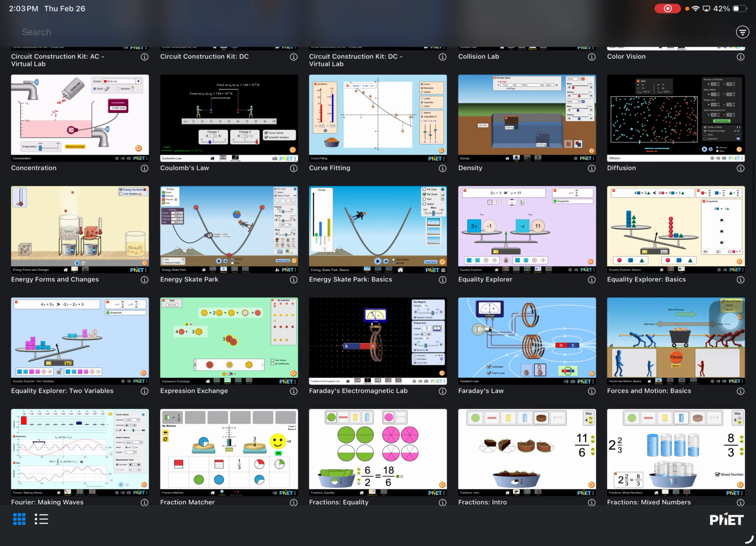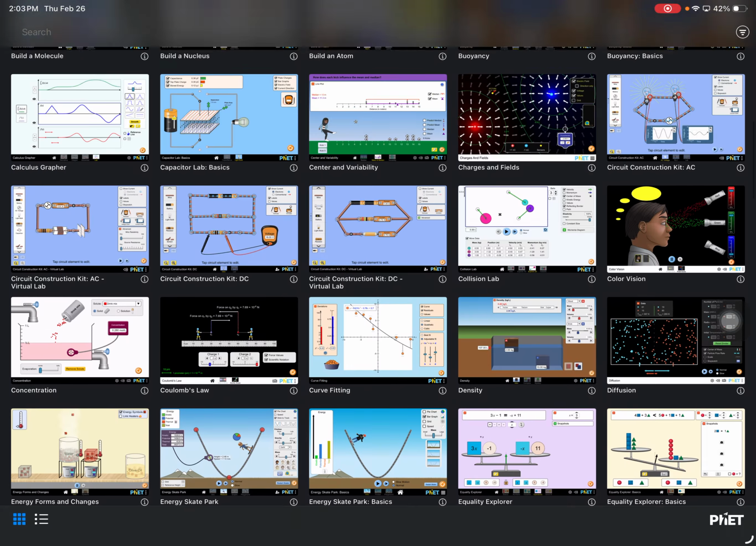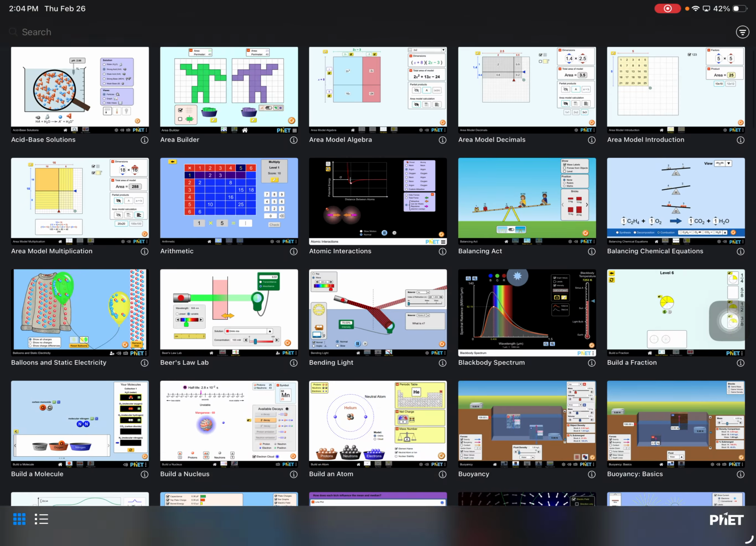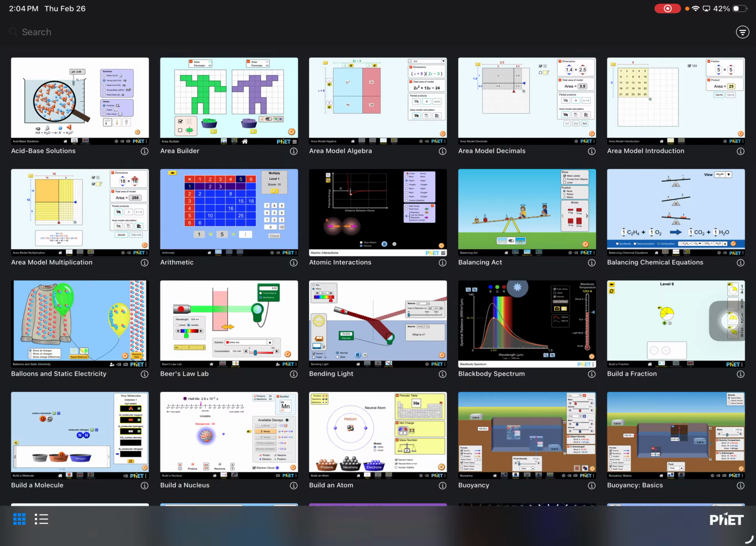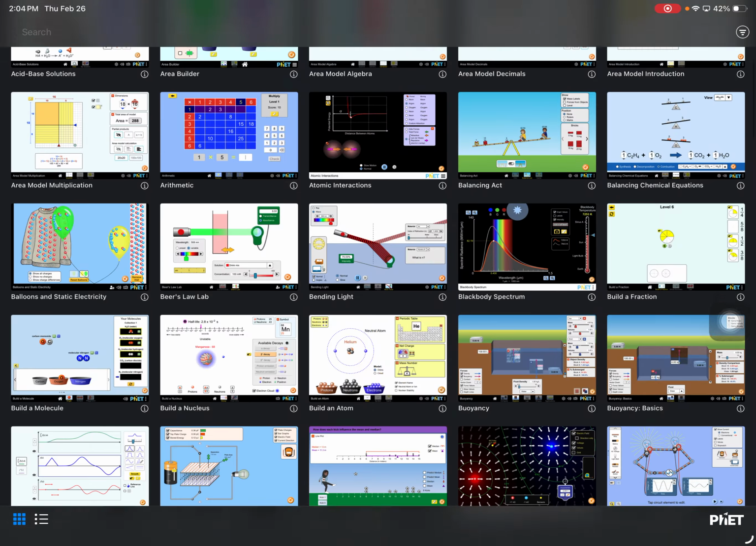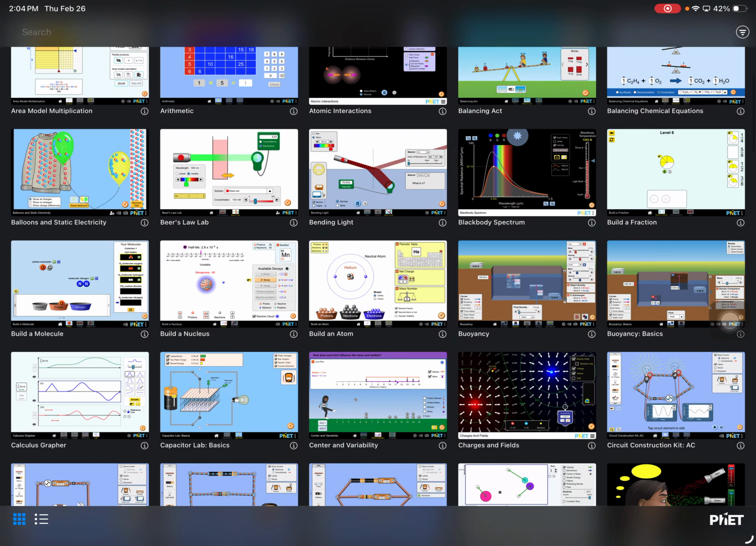I'm looking for the collisions app. Okay, I don't see it. I know it's there.